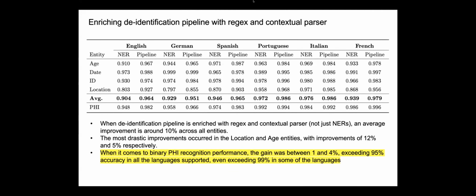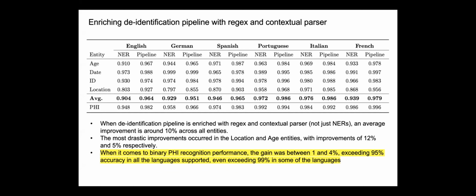So in this table, these are the 4 entities that we try to augment with regex and contextual parser. And as you see, if we only use NER pipelines on English, it is, for example, 0.9 average accuracy. But when we augment it with regex and contextual parser, we get a 5% boost. In German, it is still the same. For each language, we are getting nice accuracy.